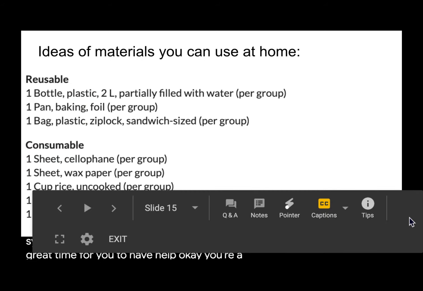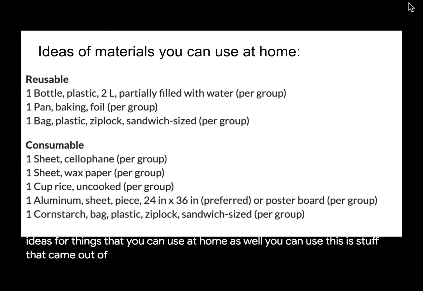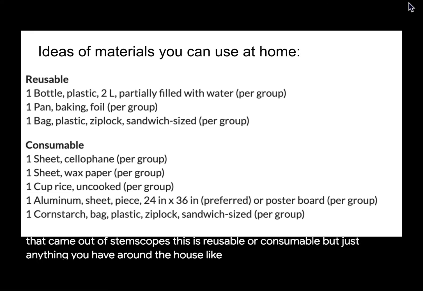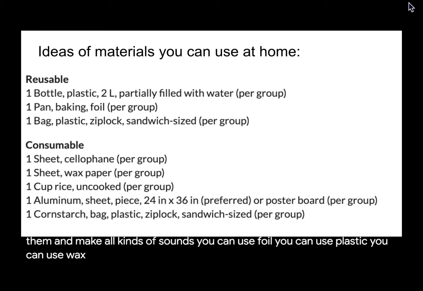Okay, your second option. Oh, here's some ideas for things that you can use at home as well. This is stuff that came out of STEMscope, so it says reusable or consumable, but just anything you have around the house, like plastic bottles, pans. You can shake them and make all kinds of sounds. You can use foil, plastic, wax paper, rice in a container, poster boards, or whatever you want to make sounds, okay?